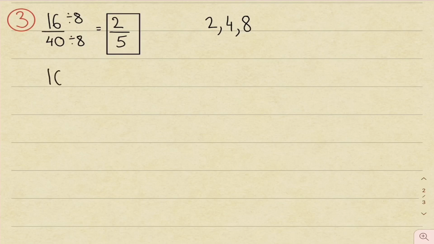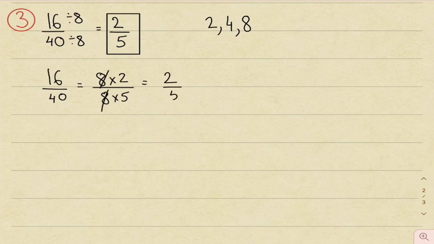Now let me do it the other way as well. 16 divided by 40. So two numbers that give you 16, when you multiply them, are 8 times 2, and two numbers that give you 40, when you multiply them, are 8 times 5. Now 8 and 8 cancel each other. The answer is 2 over 5.